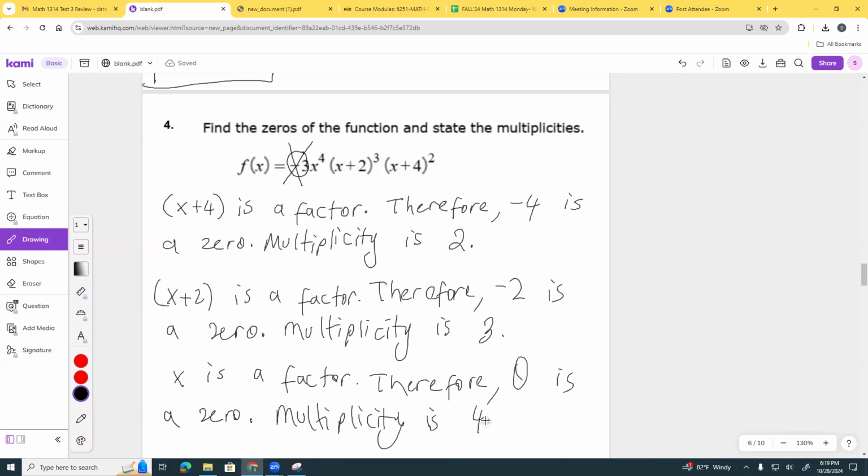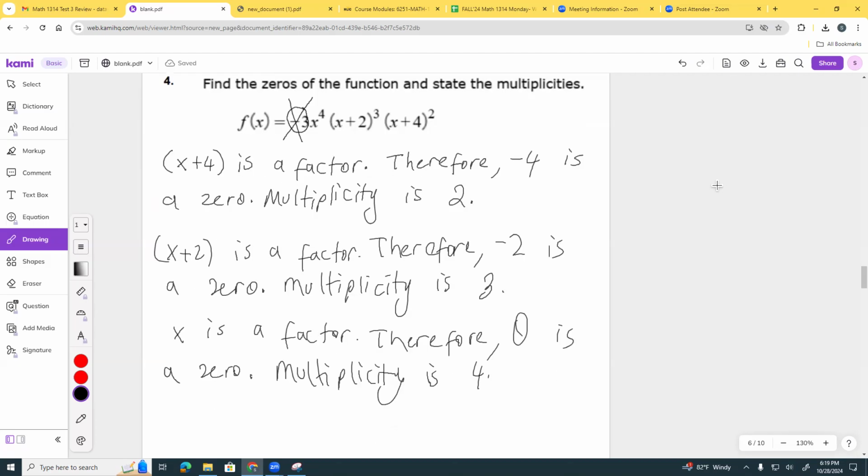This question style is definitely on the final exam. You have to understand this. Mohan, what's your question, sir? Multiplicity is the power of the factors, correct? Yes, multiplicity is the powers of these factors, the exponents. So -4 is a 0, -2 is a 0, and 0 is a 0.